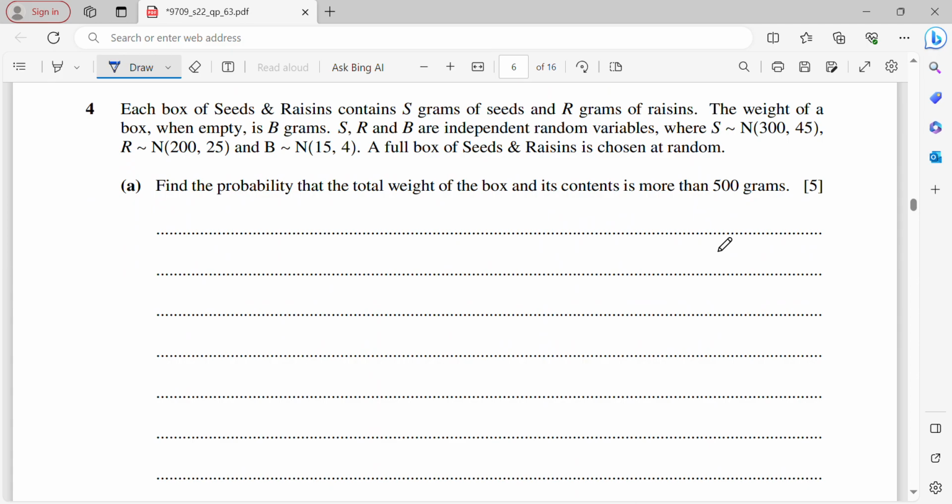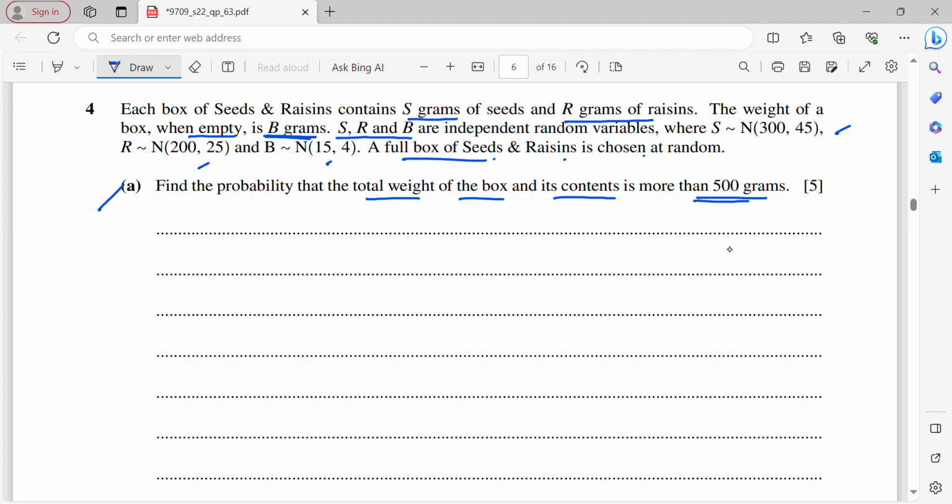Now for question number 4. Each box of seeds and raisins contains S grams of seeds and R grams of raisins. The weight of the box when empty is B grams. So S, R, B are independent random variables, all three normally distributed. A full box of seeds and raisins is chosen at random. Now A, find the probability that the total weight of the box and its contents is more than 500 grams.